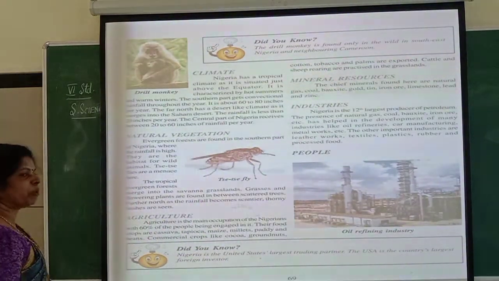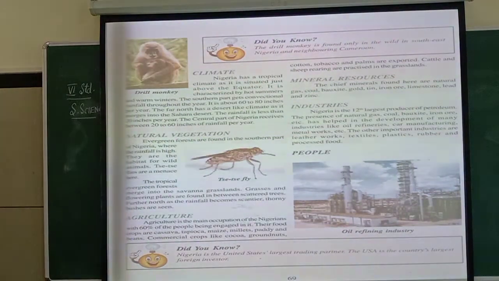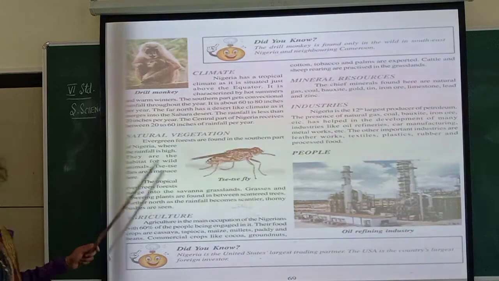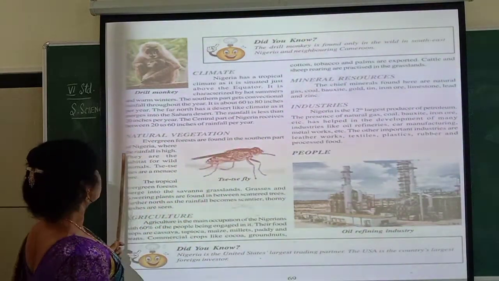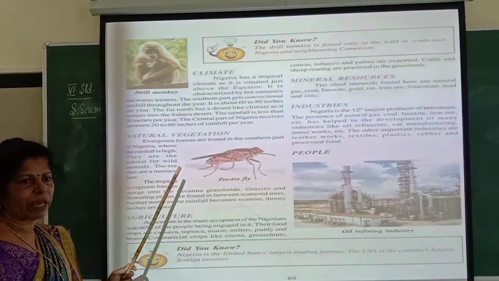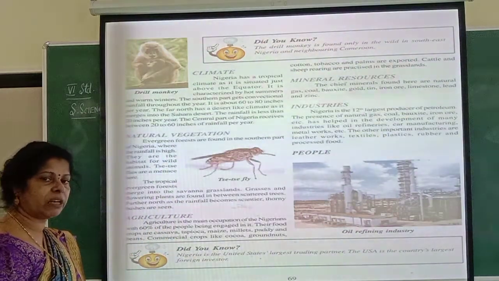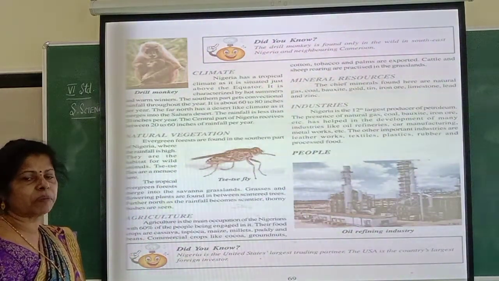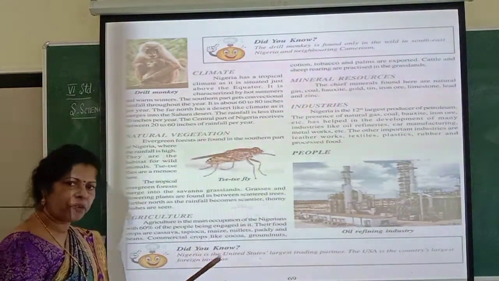So now let us see about the natural vegetation. So what about the different types of plants we see there? Natural vegetation. Evergreen forests are found in the southern part of Nigeria where the rainfall is high. So wherever there is rainfall throughout the year, what happens? There will be green vegetation. Because normally plants and trees grow very well there as there is presence of rainfall.